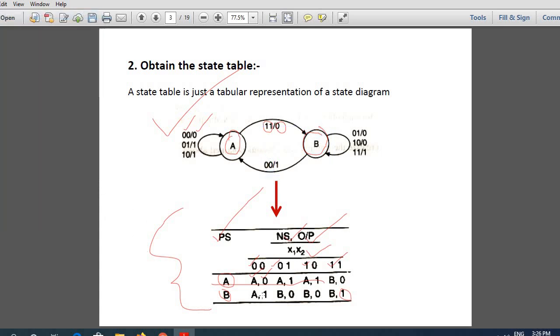Is it clear? So it goes to state A, output 1. This is how you obtain the state table from the state diagram. The state table is nothing but a tabular representation of your state diagram, while the state diagram is the pictorial representation.